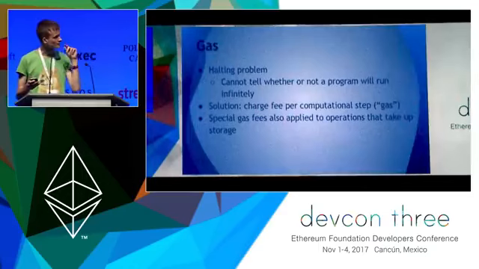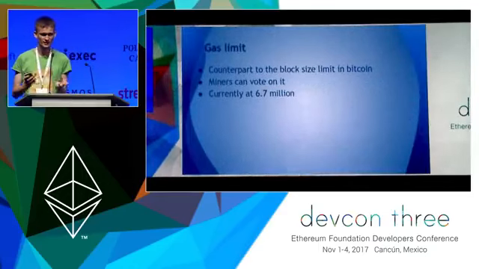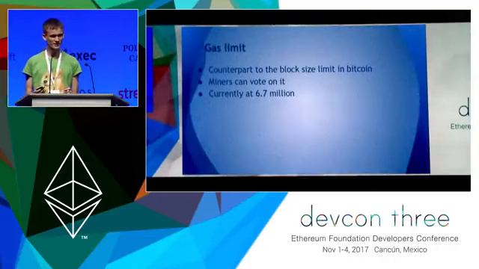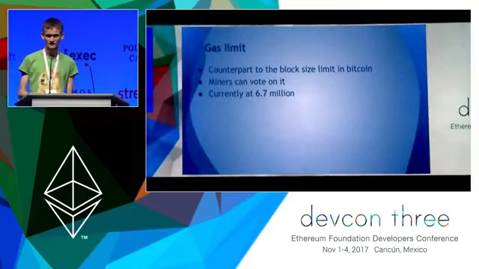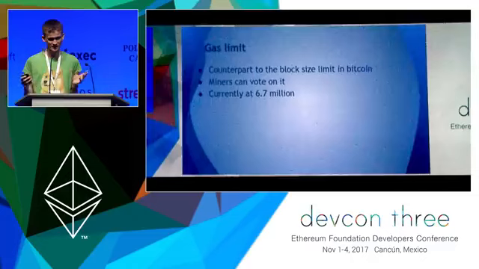So the gas limit in Ethereum is a counterpart to the block size limit in Bitcoin. And the way that it's set is fairly simple. Basically, miners vote on it. And currently, the gas limit is at 6.7 million. And if there comes a need to raise it, then miners can vote to raise it. Fairly simple.